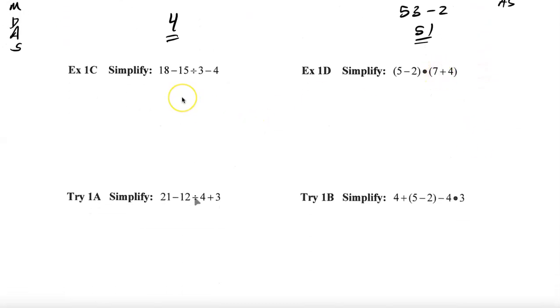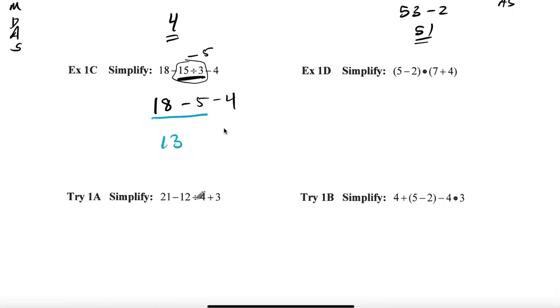Over here, same idea. I would see the divide first, right? So we're going to divide negative 15 divided by 3. And this gives us negative 5. Then 18 minus 4 — so we have this. All we're going to do here is go from left to right. The first thing I see is 18 minus 5. That is 13. Then 13 minus 4 is 9.